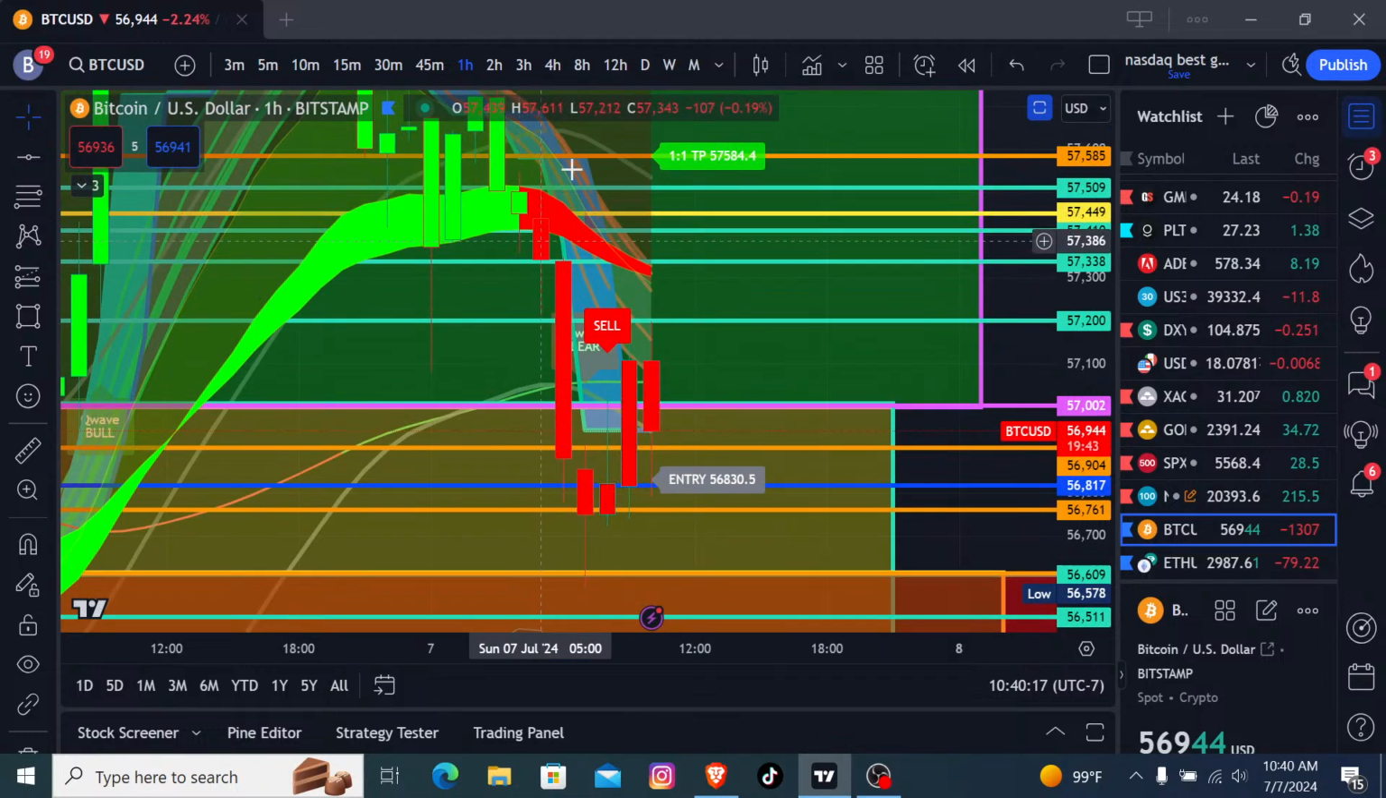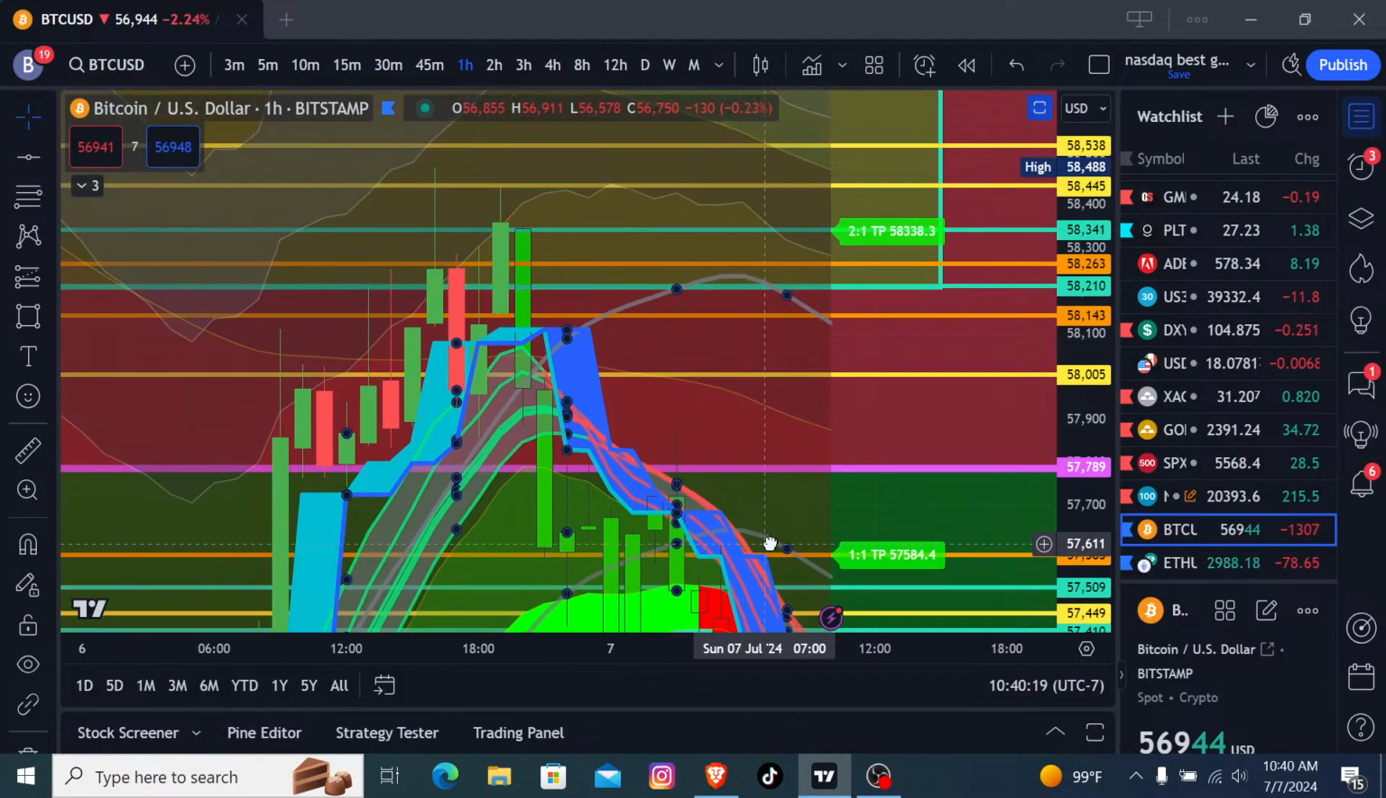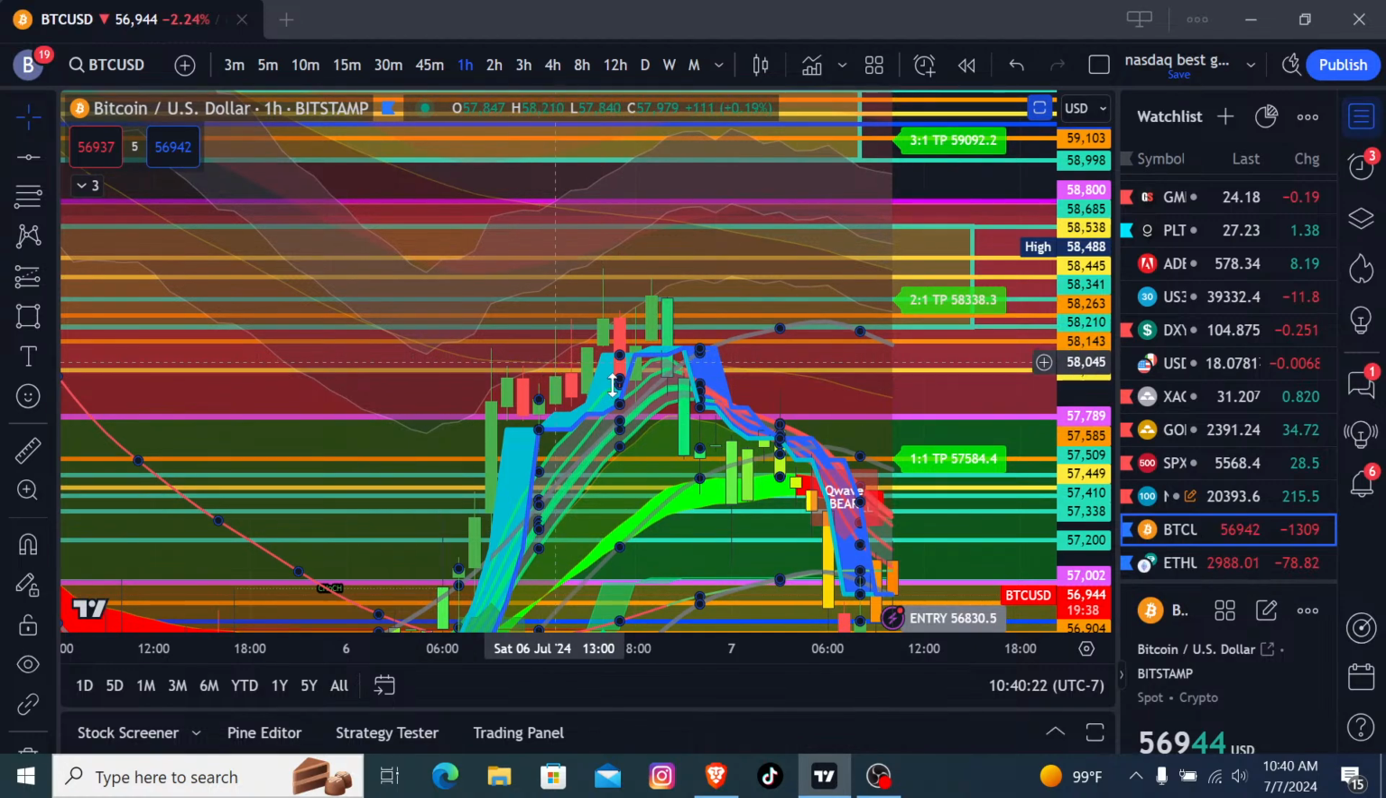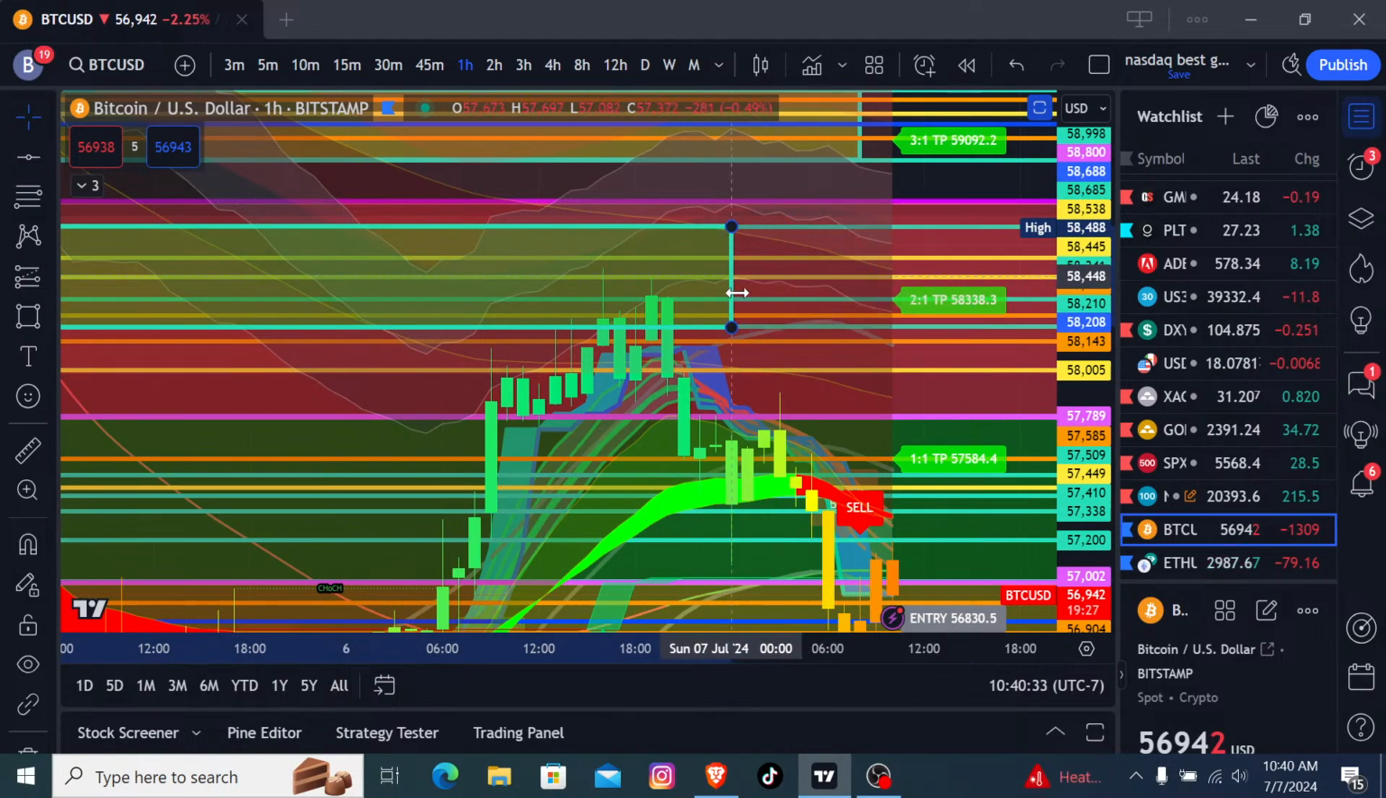So last night, I was saying to pay attention to Bitcoin, this area right here. So right here, or Sunday, from the morning. Right here is the box.